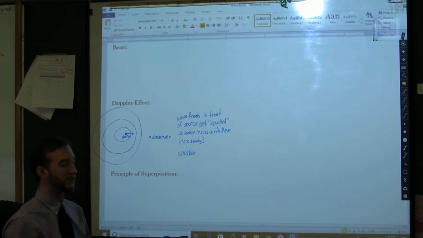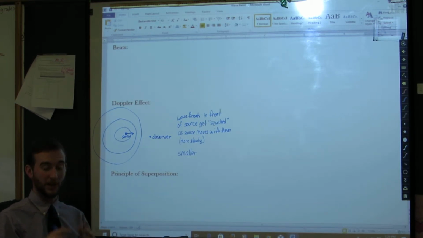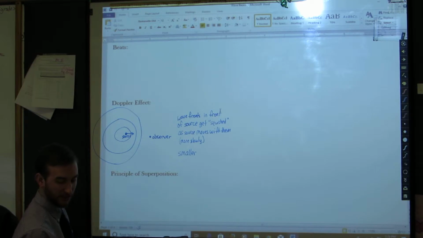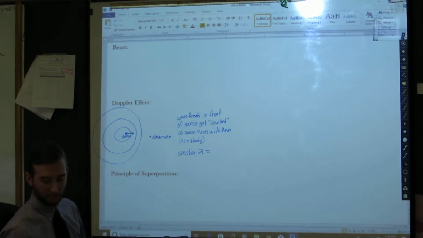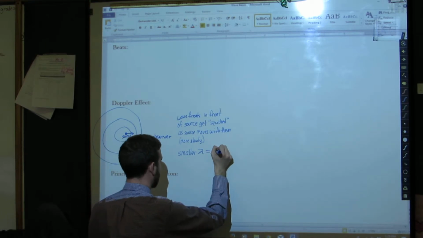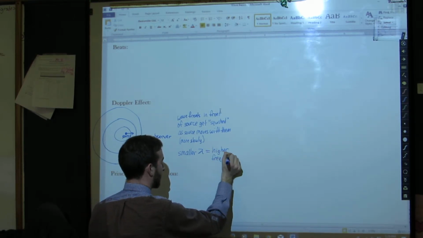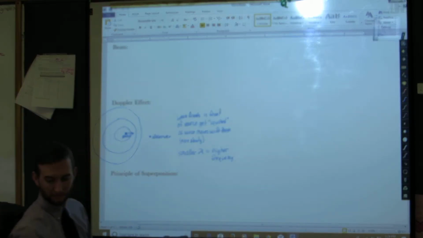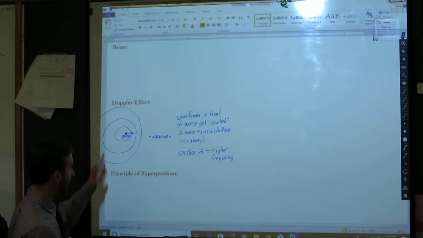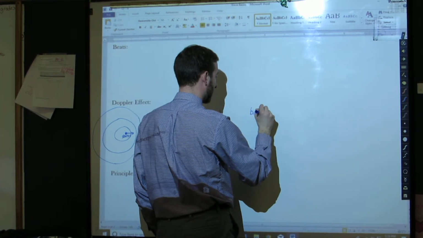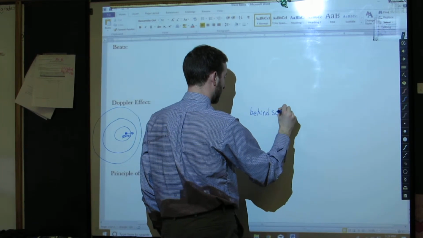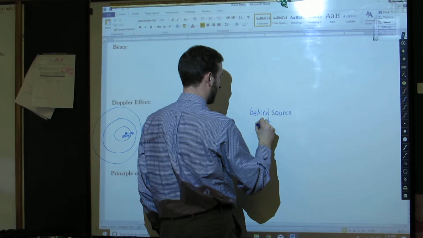So because the wavefronts, meaning essentially that create the wavelengths, get squished, smaller wavelength becomes a higher frequency. Or at least it seems like a higher frequency. On the other hand, behind the source of the sound, it works the opposite way.